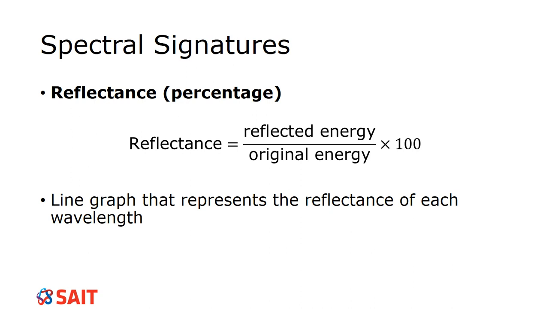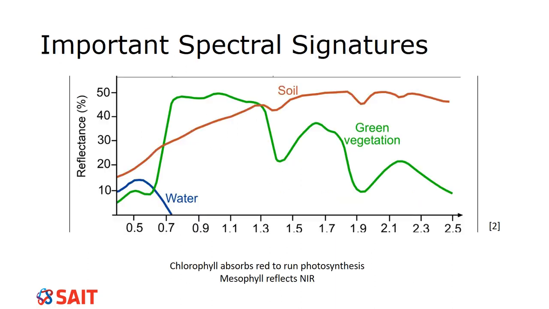So it's a line graph. Spectral signatures is a line graph, and it represents the reflectance of each wave, and this is what they look like. I have 3 examples here, and yes, you need to know them. You need to be able to identify them when you are looking at them. So we can see water only shows in the red, green, blue spectrum. Once it hits near infrared, it disappears. It doesn't reflect at all.